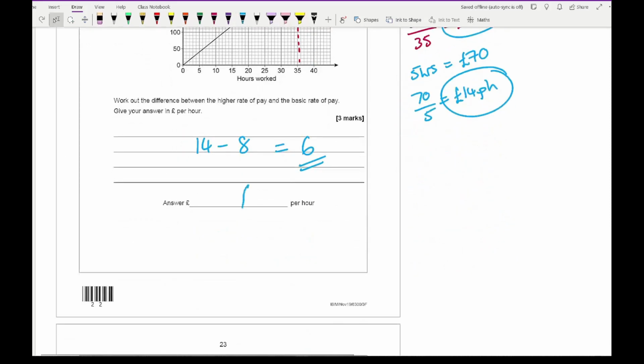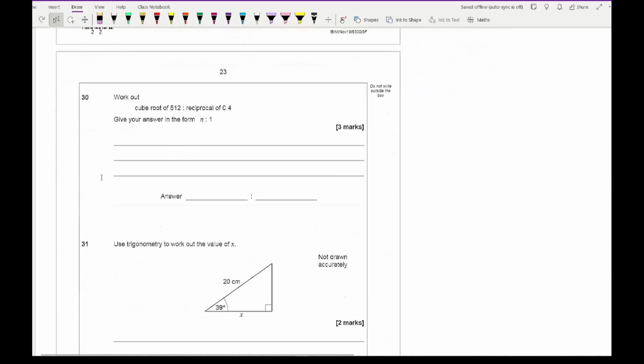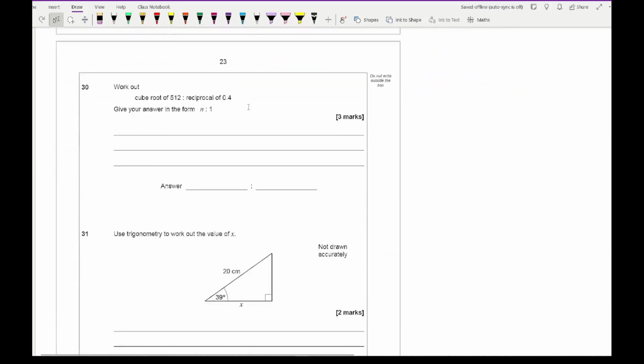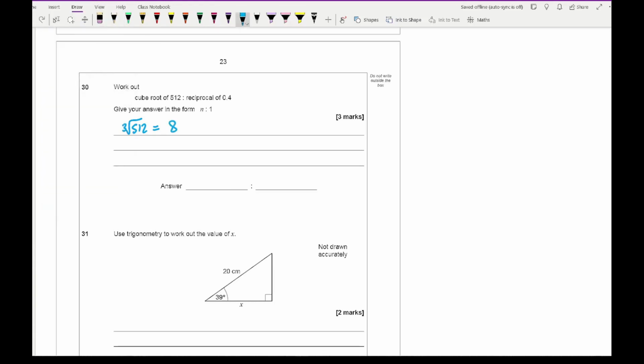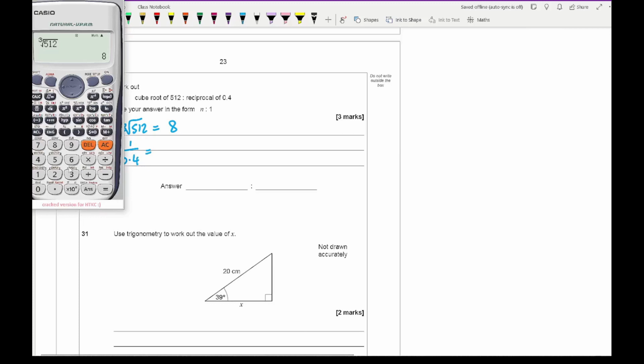So here I'm just going to write it's going to be a difference of £6. Then looking at question 30, it says work out the cube root of 512 to the reciprocal of 0.4. Well, the cube root of 512, and again going for the calculator again, so do shift and the cube root of 512, which gives me an answer of 8, and the reciprocal of 0.4. Reciprocal just means 1 over, so if I just do 1 divided by 0.4, press equals, I get 2.5.